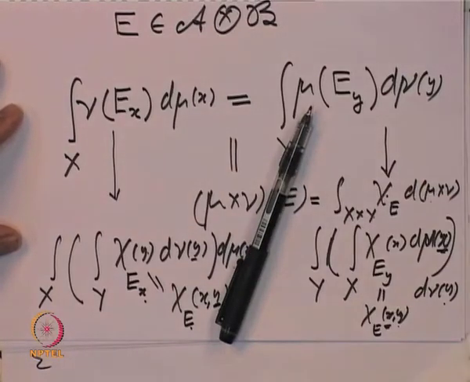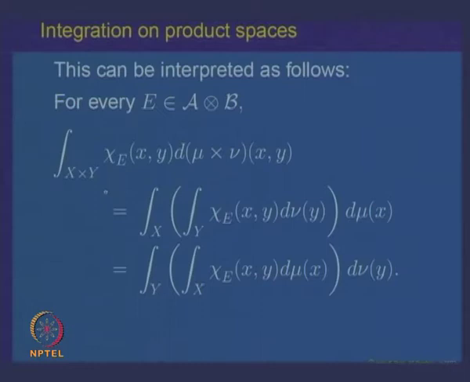So, let me rewrite it and show it to you on the slide. The result that we just proved, for every set E in the product sigma algebra A cross B, I can rewrite in the form of integrals. It is the same as saying that the integral of the indicator function of E with respect to the product measure mu cross nu is the same as the following. The indicator function is a function of two variables. I can fix an x, and if I vary only y, the indicator function becomes a function of one variable y. So, let me integrate the indicator function of E for a fixed x with respect to y.